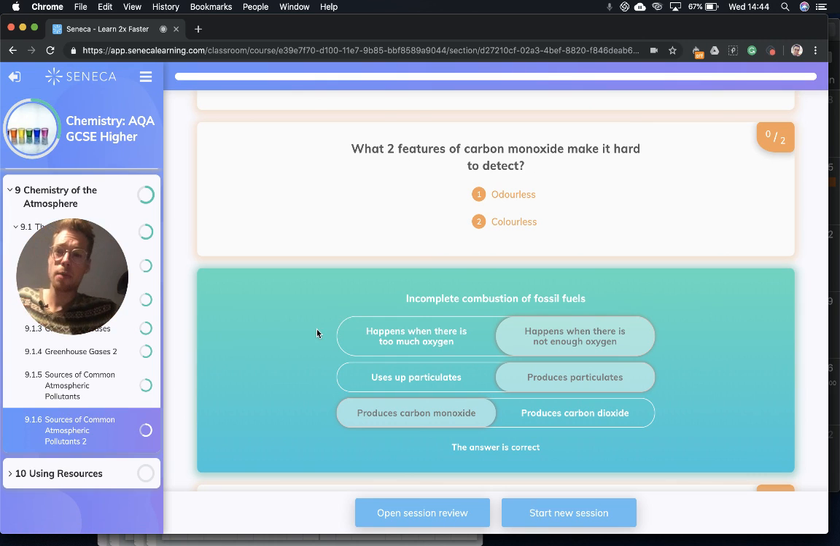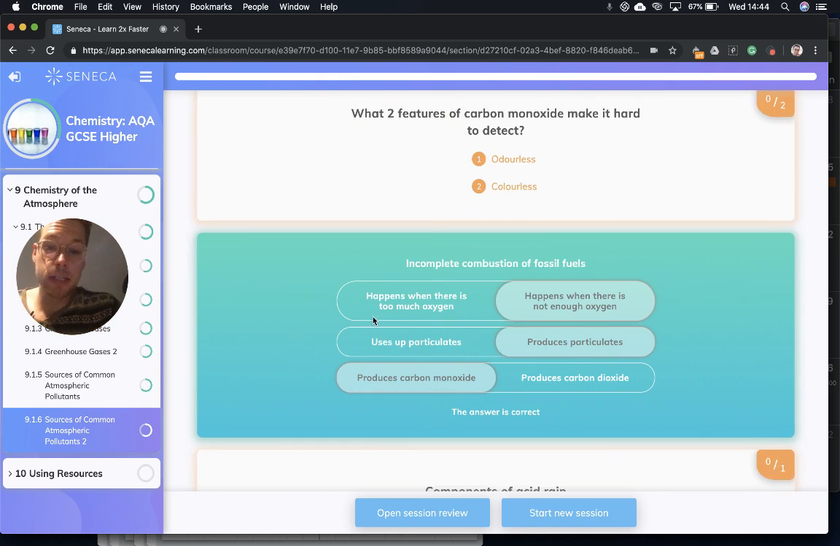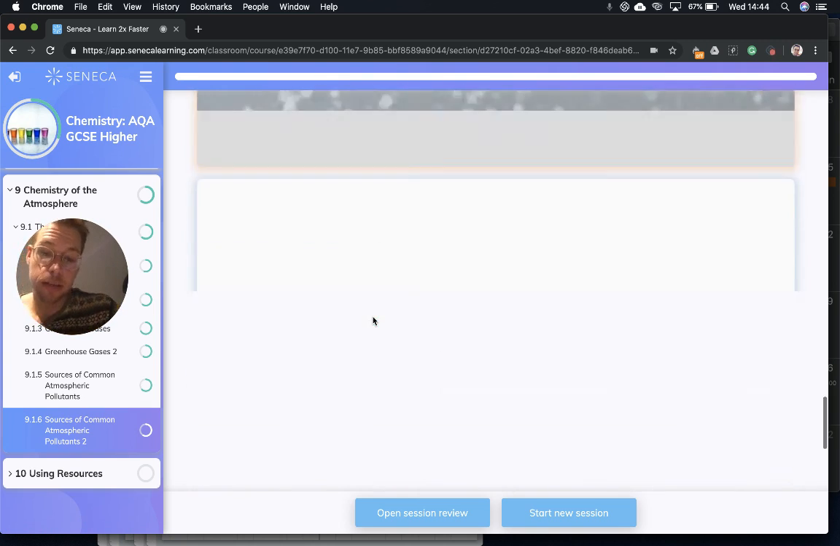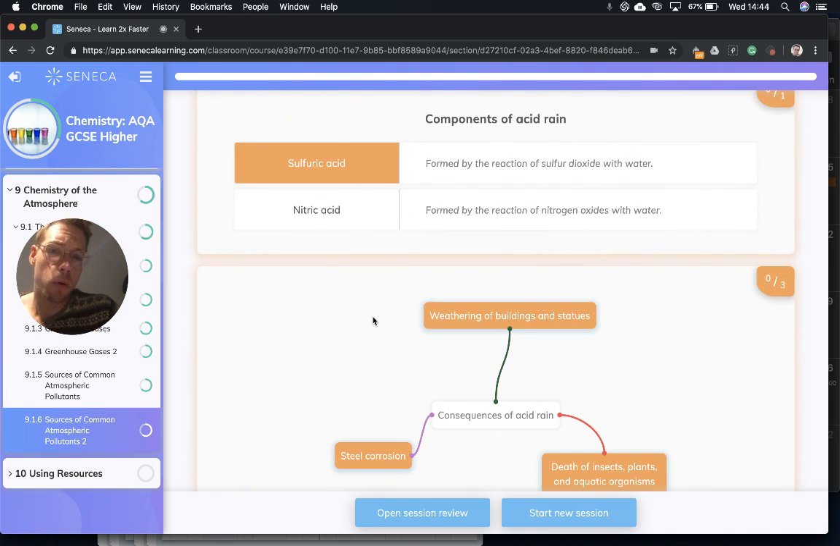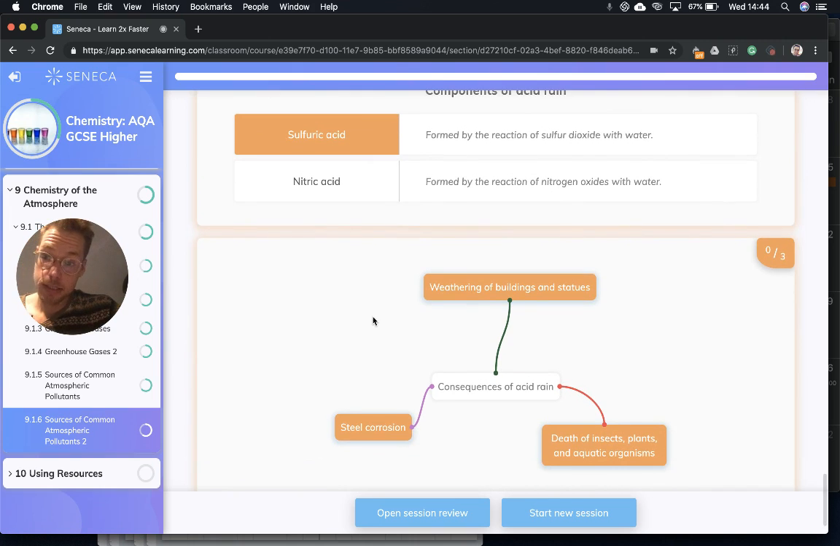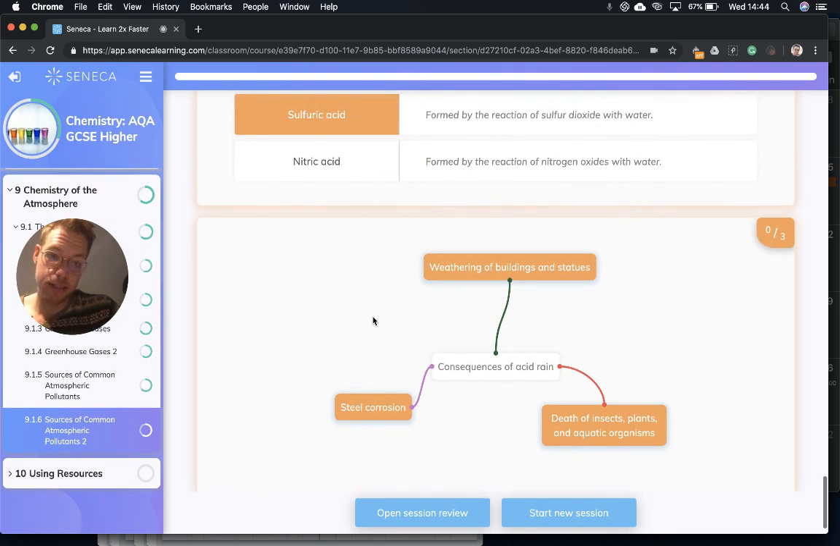Do we remember why carbon monoxide is difficult to detect? Well, it's because it's odorless and it's colorless. That's right, odorless, colorless, and deadly. What are the 2 components of acid rain? So, sulfuric acid, which comes from sulfur dioxide, and nitric acid, which comes from nitrogen oxides.